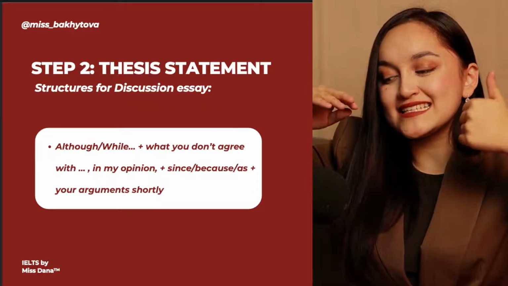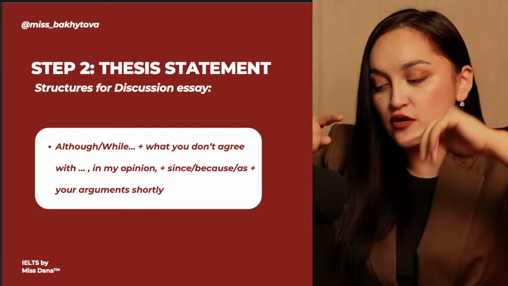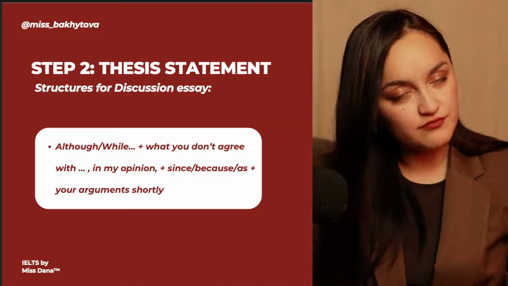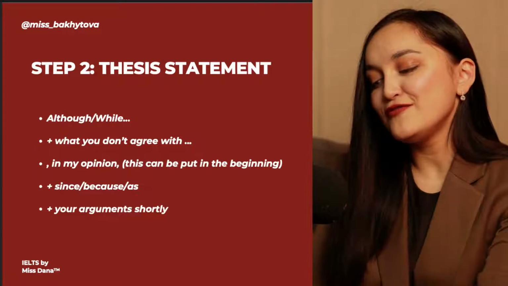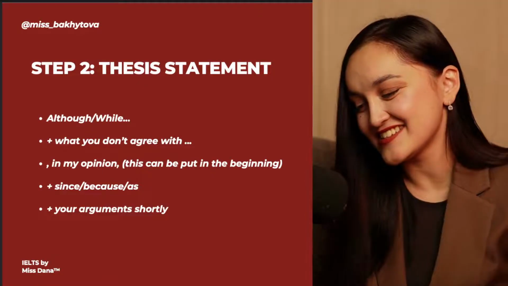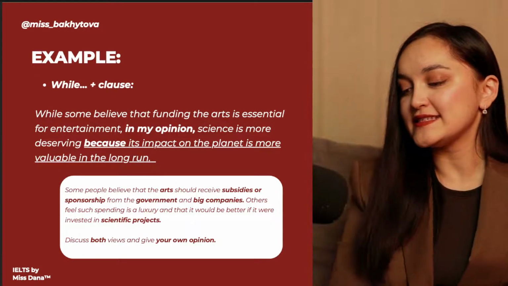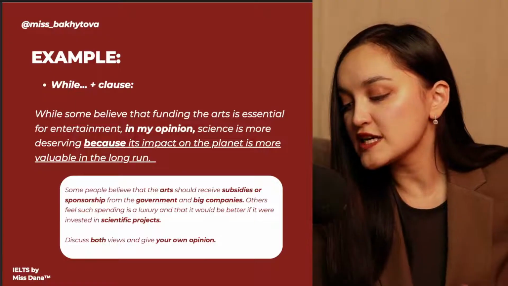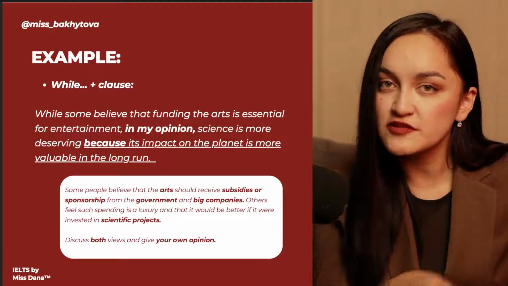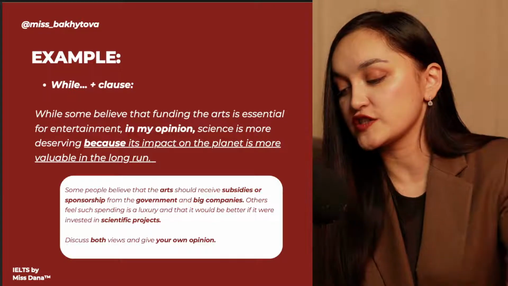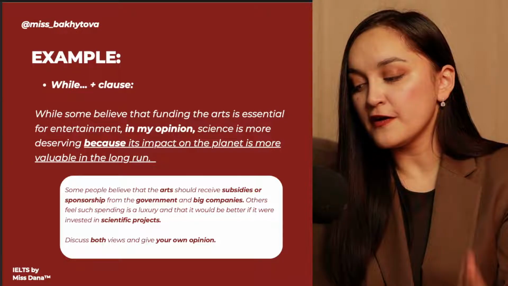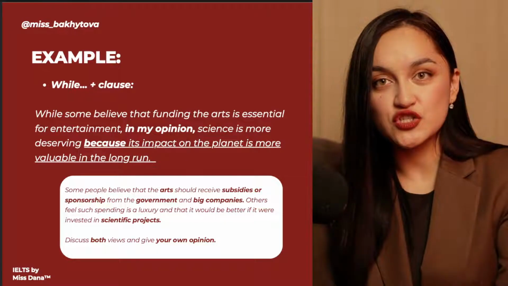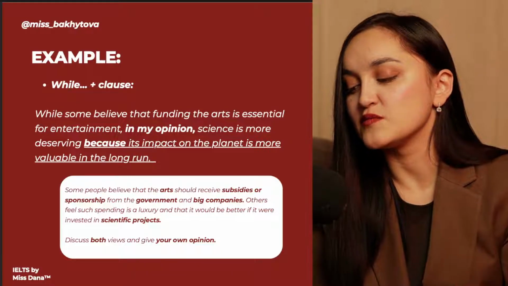You continue with the words since, because, as. Choose one out of 3, okay, in order to give the reason, give your arguments, and you provide your arguments shortly. So, if you prefer it this way as a list, here it is as a list, okay? Let's take a look at the example. So, the very first discussion essay topic that we started talking about. Some people believe that the arts should receive sponsorship, blah, blah, blah. Others believe that it's scientific projects. So, let's take a look. While some believe that funding the arts is essential for entertainment, in my opinion, science is more deserving because its impact on the planet is more valuable in the long run.